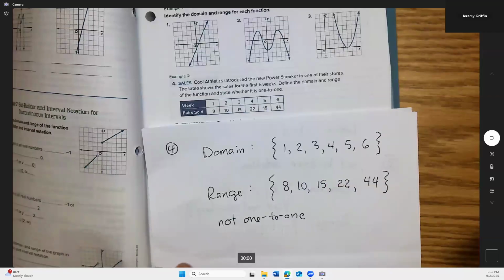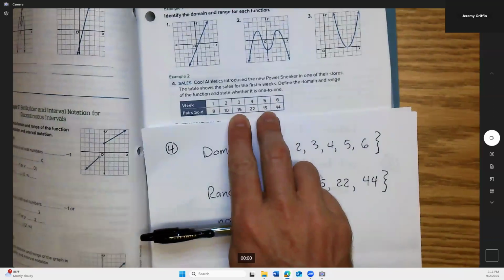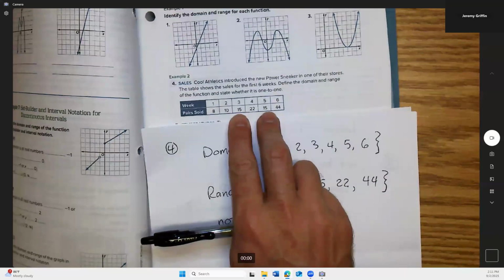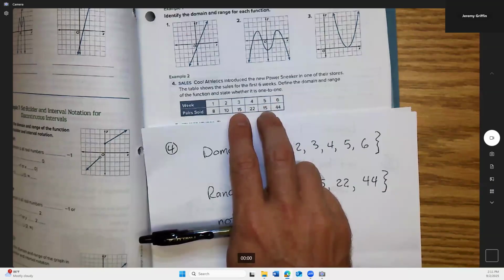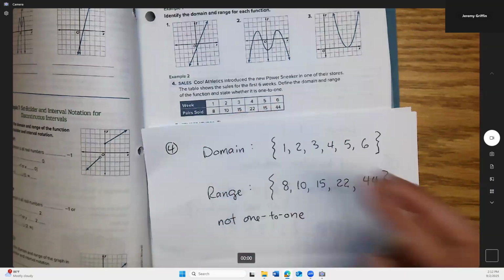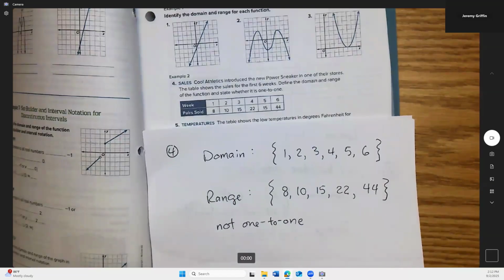Because there's two 15s. Yeah, there's two 15s. Right. So if I ask the question, what week were 15 pairs sold? Well, there's actually two answers to that question: week 3 and week 5. So it's not that every y value corresponds to only one x value. Okay. So it's definitely a function, but in this case, not 1-to-1.